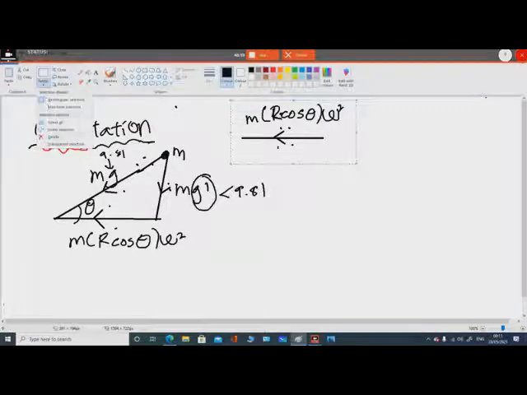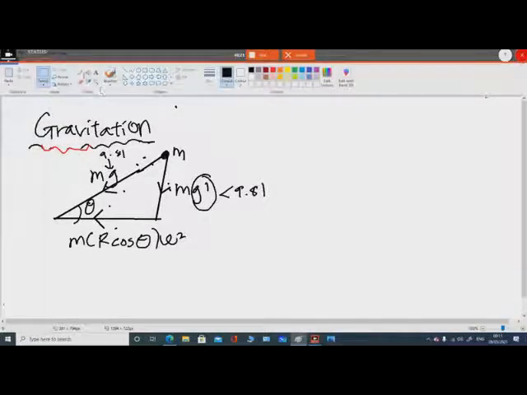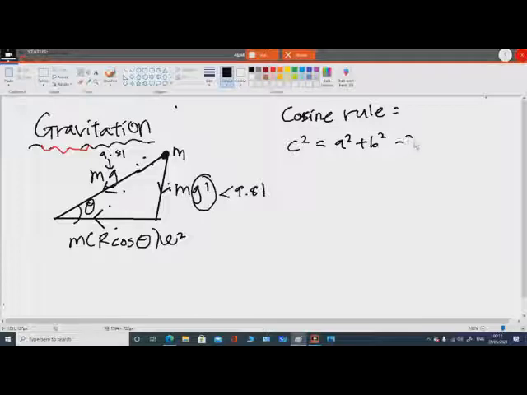Okay, this one as well. As we refer to this triangle, from the mathematics formula, we have the cosine rule, which states that c squared is equal to a squared plus b squared minus 2ab cos theta. So this is the formula which we refer from the mathematics formula.